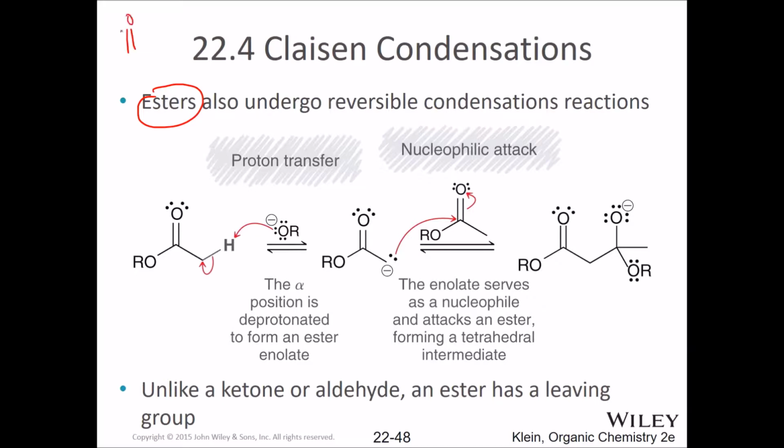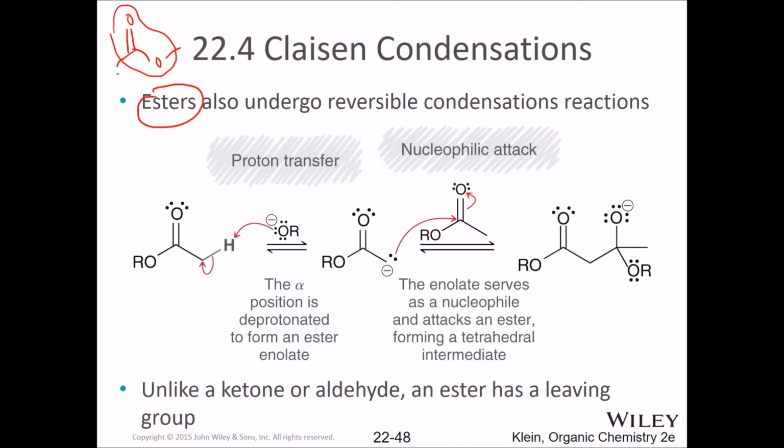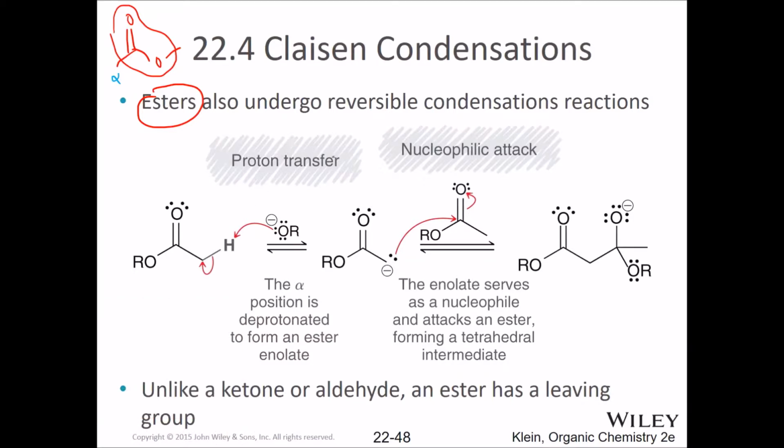Okay. So an ester is something that looks like that, right? There's your ester moiety. Esters can also undergo reversible condensation reactions, because they're going to have alpha hydrogens. So let's go back to red. It's going to be the same thing. Well, there's a slight difference, but watch this now. First of all, you've got your alpha hydrogen here.